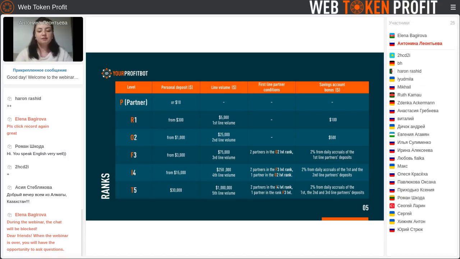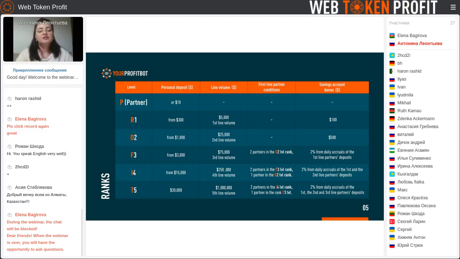We have some ranks, and any project member who has made a deposit of at least $10 gets the partner status in the zero rank. You'll get the P status. You'll see, yes, only $10. Okay, and a member who has made a deposit of at least $300, and the total amount of deposits of his or her first partner line is $5,000, gets the R status. This is the first rank.